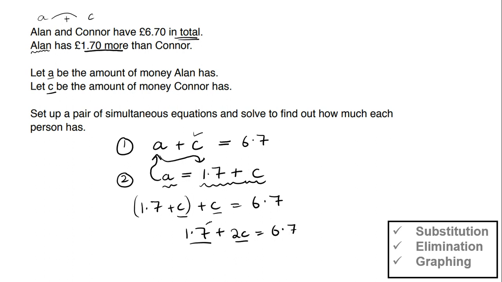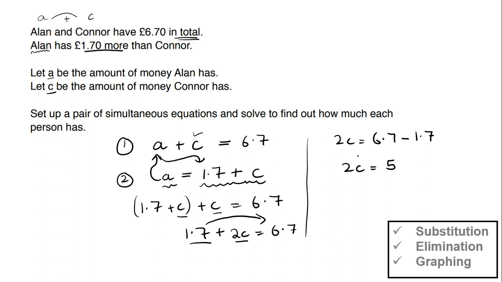So I need to take my 1.7 to the other side. Now 1.7 is positive here. When it goes to the other side, it turns into negative. So I'm just going to do 2C is equal to 6.7 minus 1.7. Now when I do 6.7 minus 1.7, you can check that on your calculator. It gives me a 5. So 2C is equal to 5.